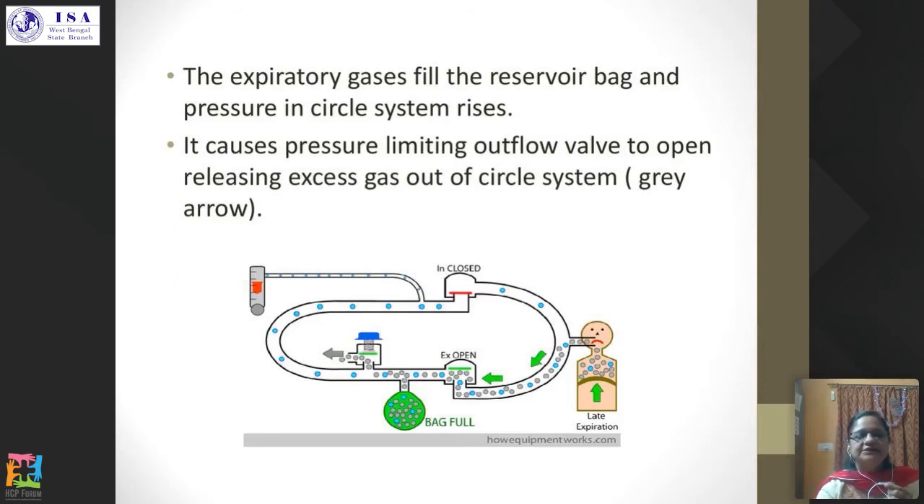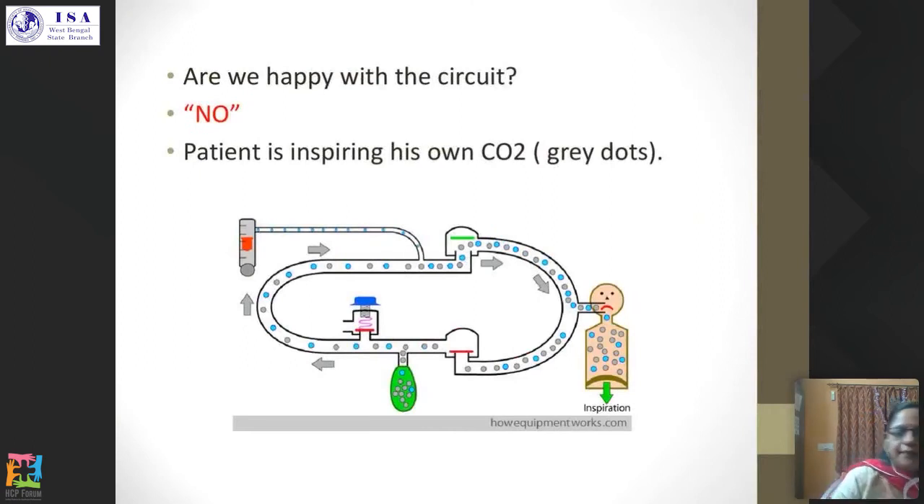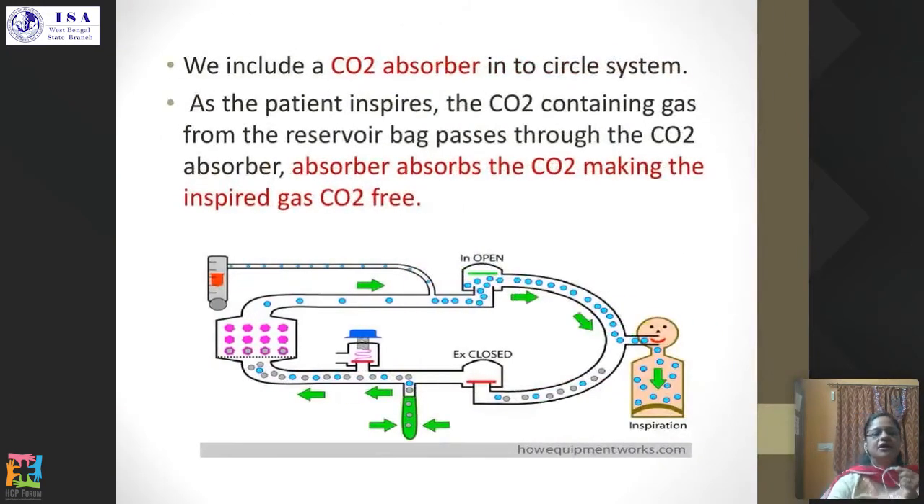This is the arrow. And now, are you happy with the circuit? The patient is still inspiring his own CO2. Why? Rebreathing is occurring and the CO2 is coming again to the patient's inspiratory limb and it is going towards the patient's respiratory tract.